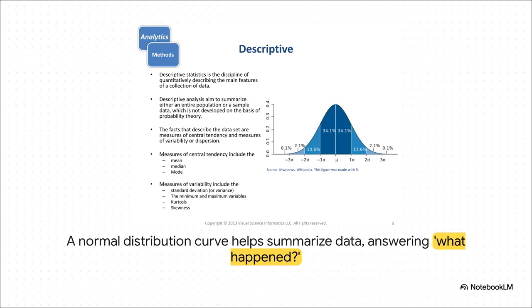And here's what that might look like in the wild. You see a visual like this normal distribution curve, and it might seem all technical and scary, but really, it's just an incredibly powerful way to summarize your data in one glance. It instantly shows you the average right there in the middle and how much things spread out to the sides. It's a super fast way to get that snapshot of what happened.